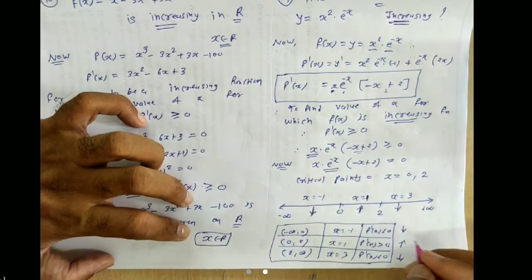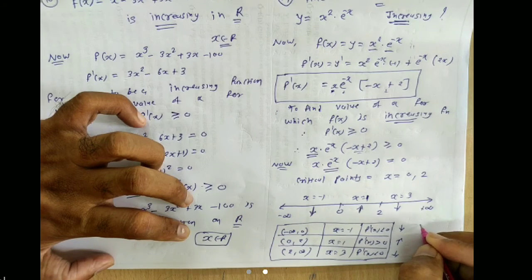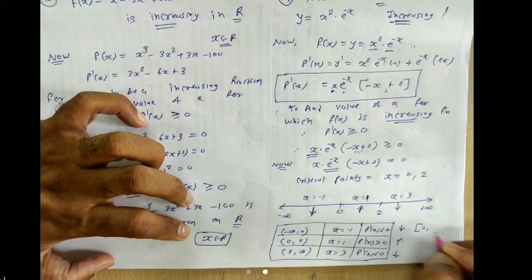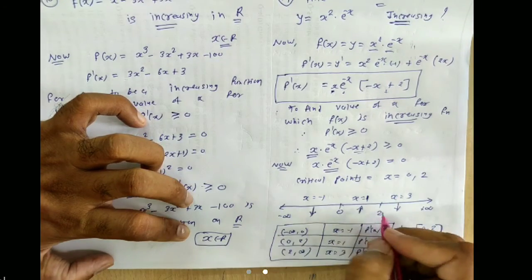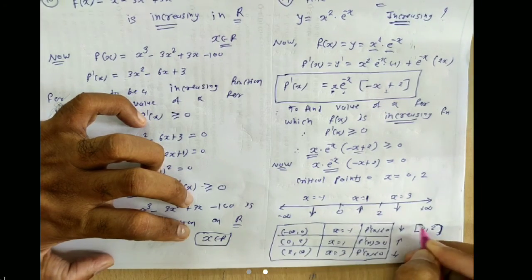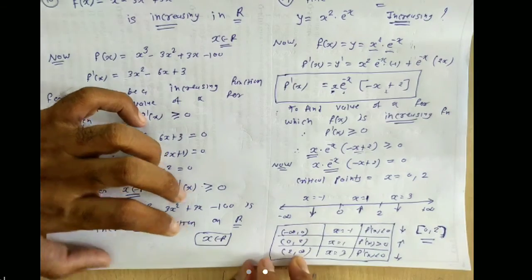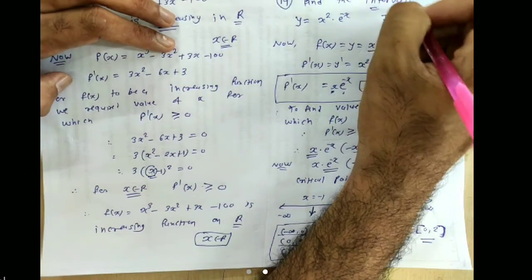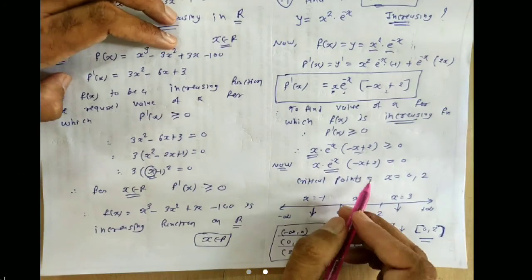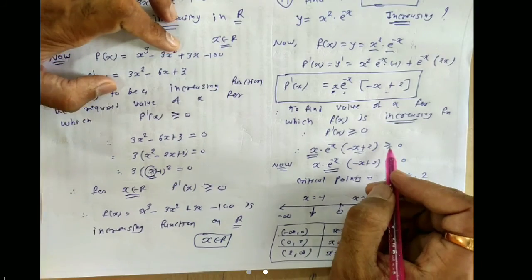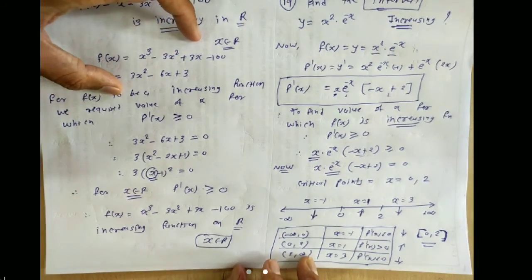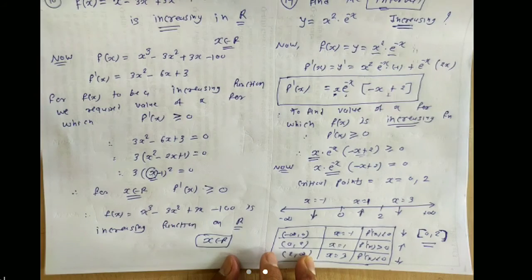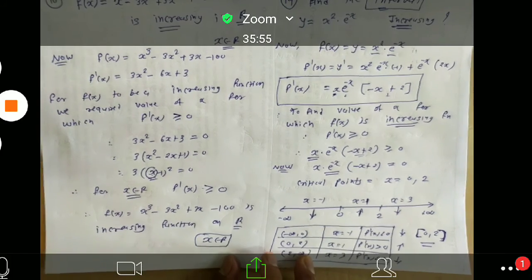But since here it is increasing, we also need to consider both endpoints. So we can say that our f of x will be an increasing function for the closed interval 0 to 2. Right? At x equal to 0 this will be non-negative, at 2 also. So our answer is x belongs to the interval 0 to 2. We had to find the interval, and the given condition is greater than or equal to 0. So f dash x is greater than or equal to 0. We can say that our function f of x is an increasing function for the interval 0 to 2. Clear?